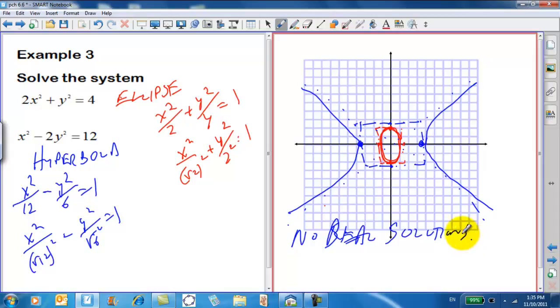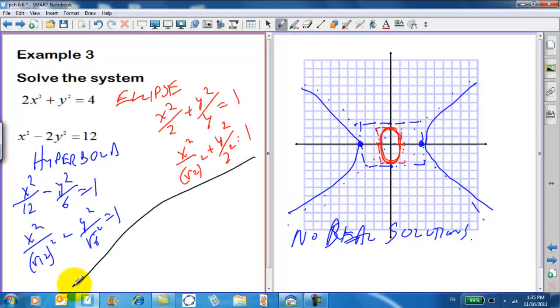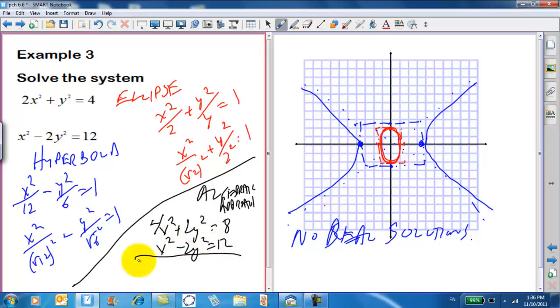And I think we'd end up with the same thing if we actually tried to do this algebraically. If we took the systems and maybe did some combination to solve them. So the algebraic approach would be to take the top equation, multiply by 2: 4x squared plus 2y squared equals 8. And x squared minus 2y squared equals 12. Add them up. 5x squared equals 20.